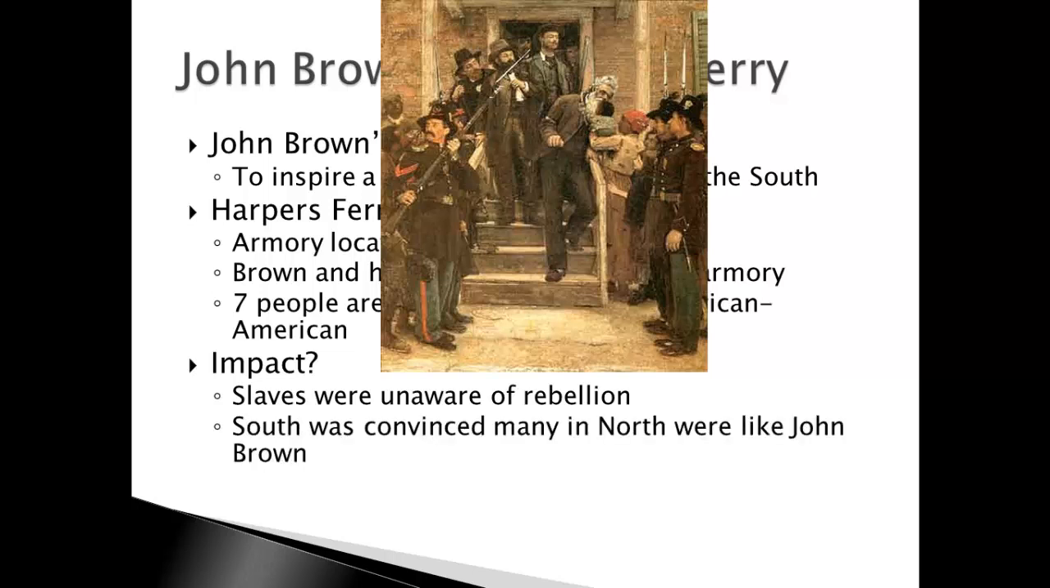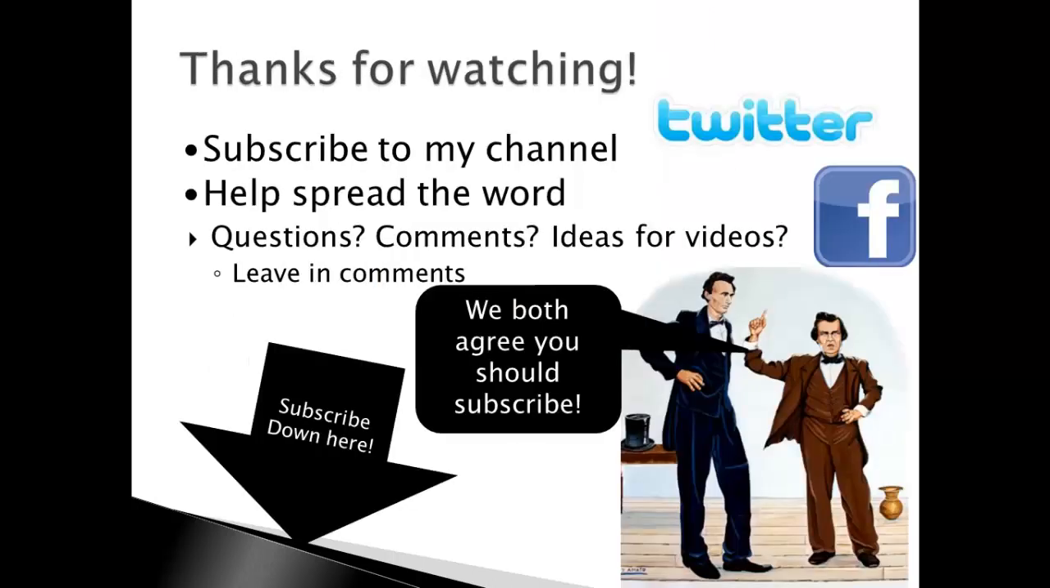The South then becomes convinced that many in the North were like John Brown, and they become very fearful of future attacks, so they're going to clamp down on slavery even more. And this was a huge immediate cause of the Civil War. This is in fact only about a year and a half before the Civil War starts, and only about a year before the Southern states are seceding in 1860 when Lincoln becomes president, or is elected president. Okay, those are the major issues in the 1850s, particularly between the North and the South.